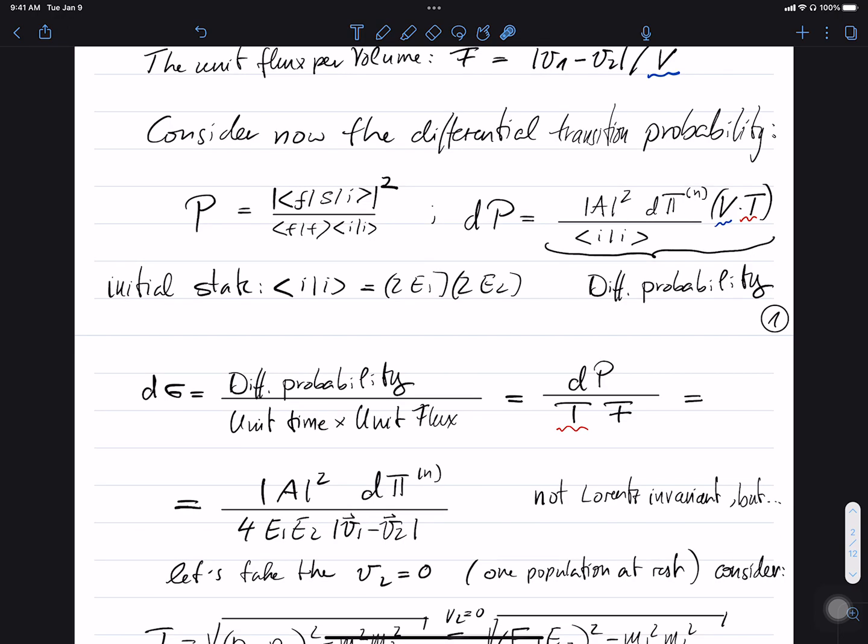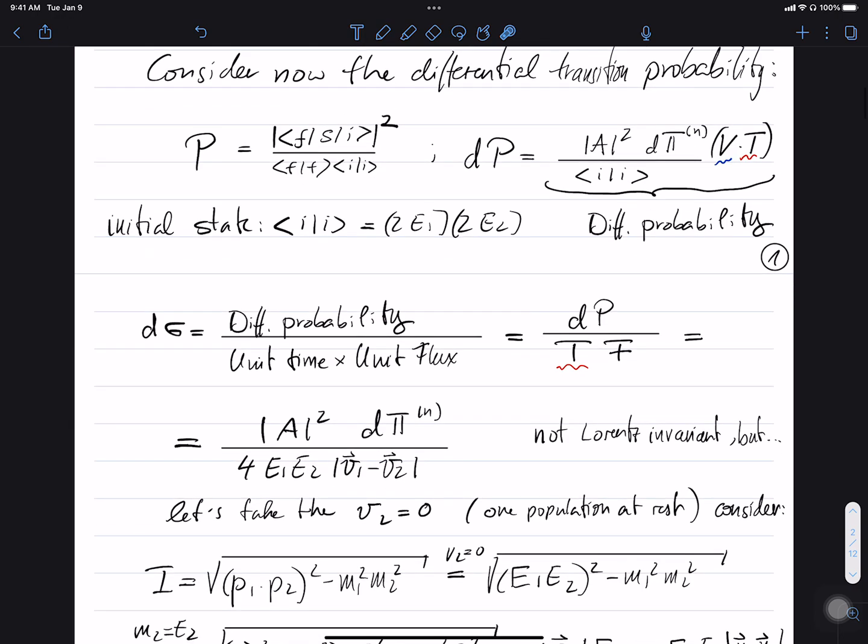Well, now the initial state has a relativistic normalization, and it is not a one-particle state, but a two-particle state. So that's what changes here. With respect to last time, there's only an additional factor of 2E2 of the other particle that comes in. So we have two particle species.